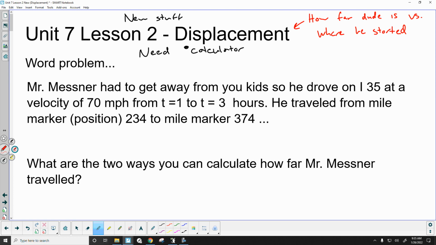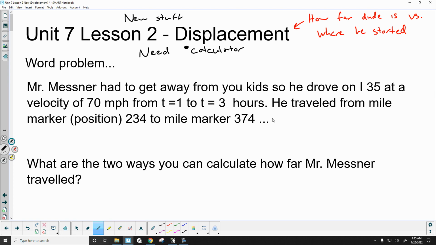In this case, the distance and the displacement are the same, but we're going to see how distance and displacement are going to change, and we'll just stick with displacement. Okay, so the answer to this question is 140 miles. What's the two ways you can get 140? If you have your calculator, you can use it, but you don't need to.